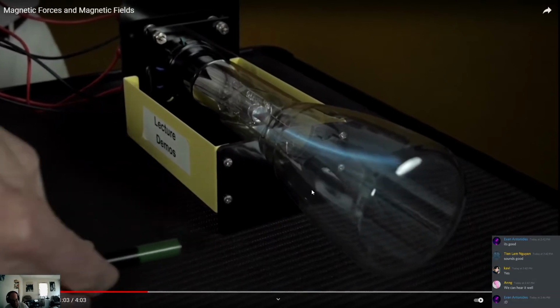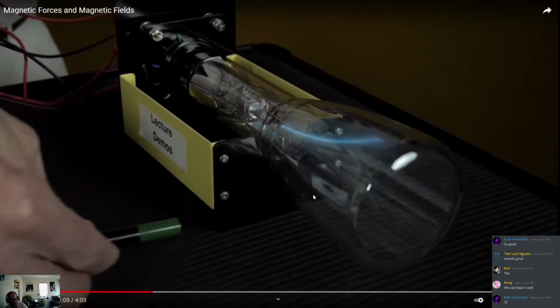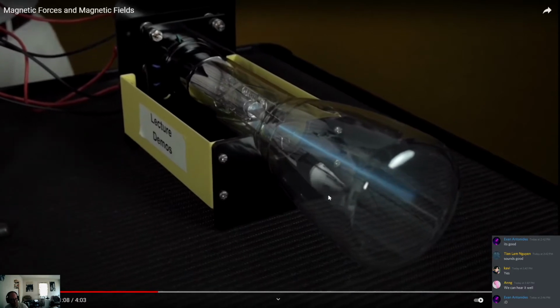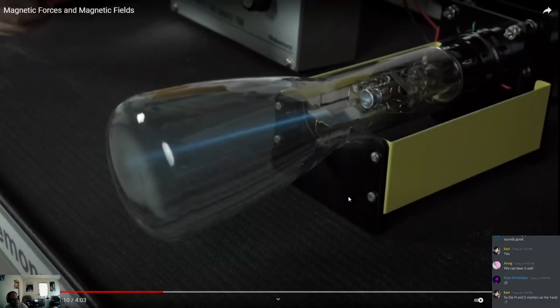So, anyway. This is pretty, I mean, I don't know. What do you all think? Is that cool? Is it not cool? Is it just boring? I don't know. What do you all think?